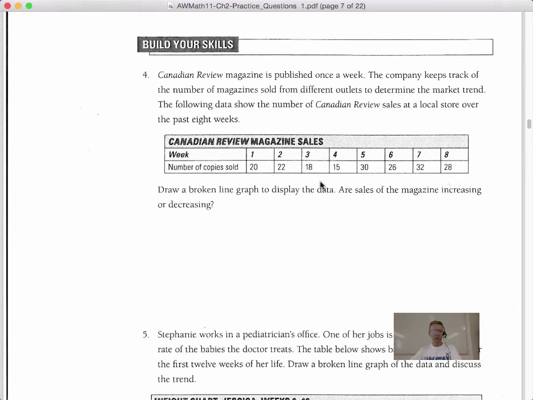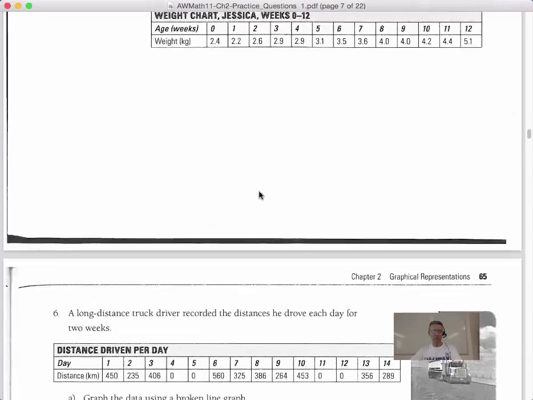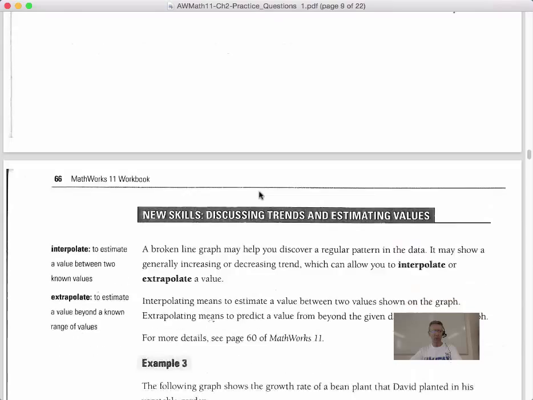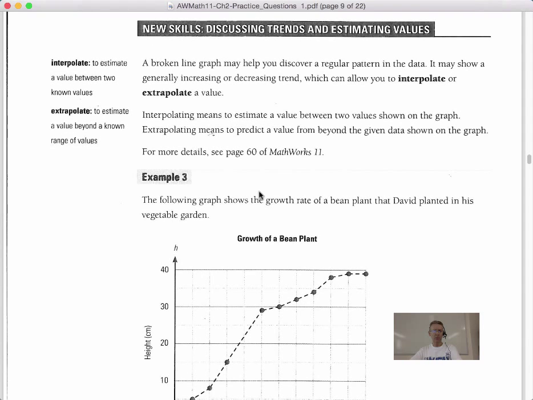So let's not do these. I do these in class rather than you doing them as you watch the video, because you'll need to draw graphs, etc. And we'll go on to new skills, discussing trends and estimating values.